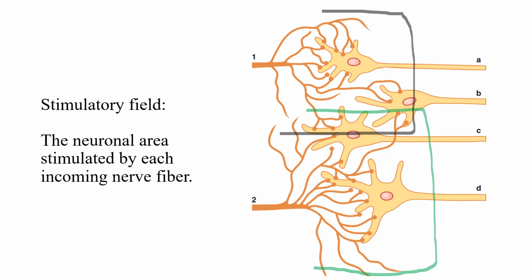This neuronal area that is stimulated by this nerve fiber is called the stimulatory field of neuron 2. And this is the stimulatory field of neuron 1.